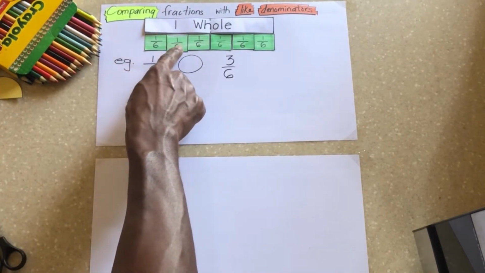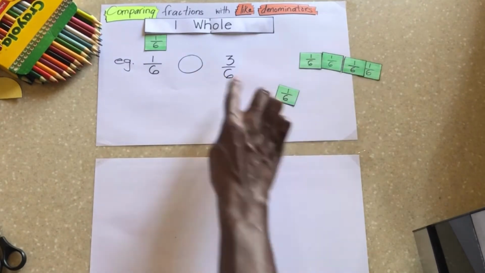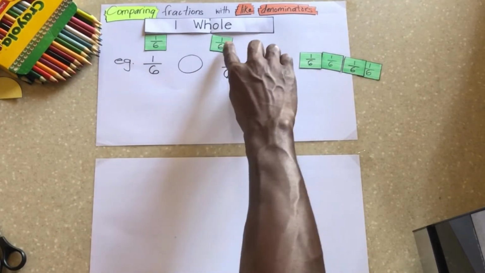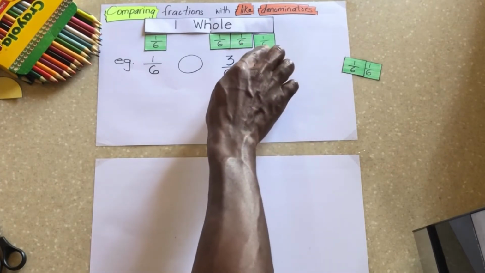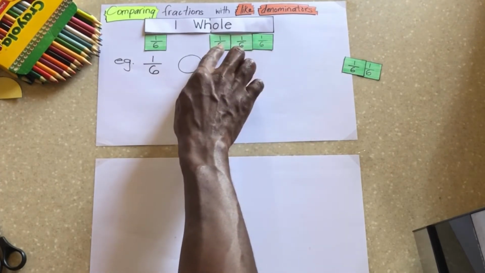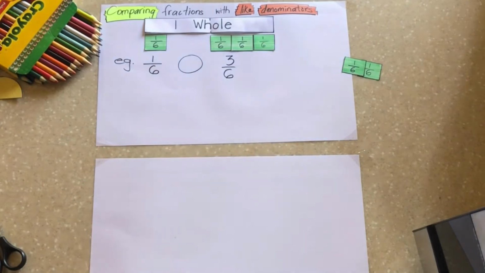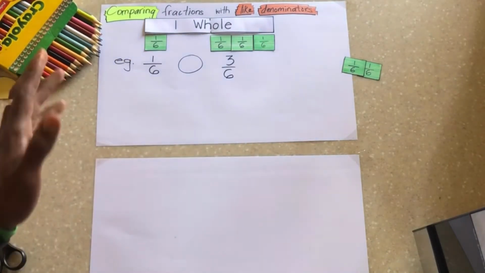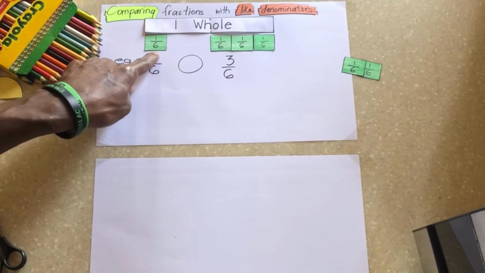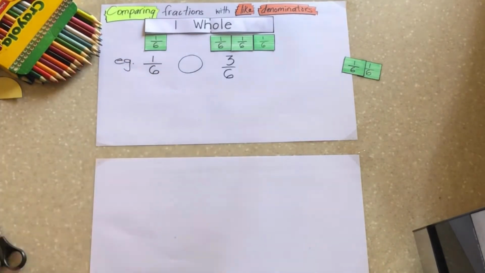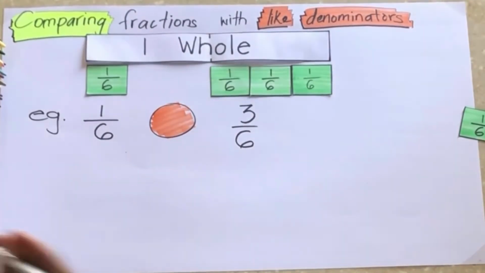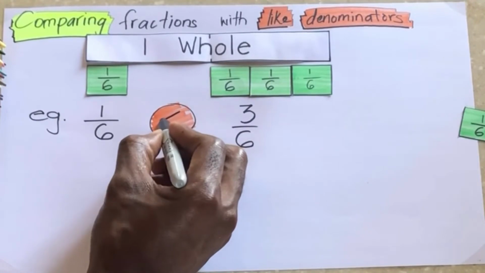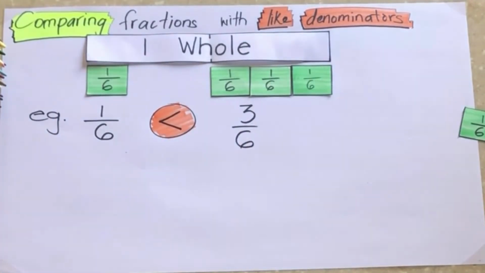That looks like just one piece out of the 6. And that looks like 1, 2, 3. Because we need 3 1/6 to make 3 sixths. If you're comparing those two, we're basically visualizing that 1/6 is less than 3/6. So we're going to use our symbol to complete our expression. 1/6 is less than 3/6.